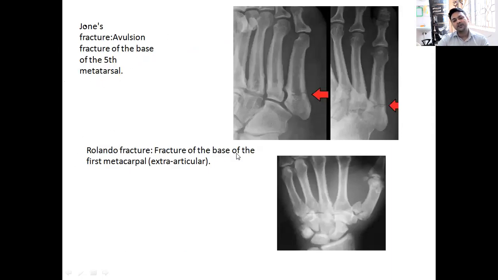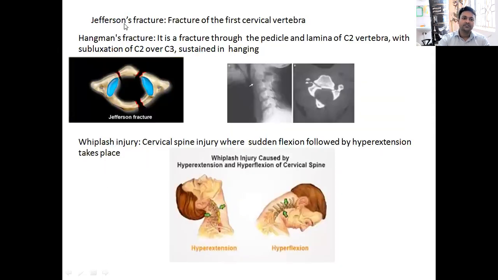A Rolando fracture is a fracture of the base of the first metacarpal and it's an extra-articular fracture. A Jefferson's fracture is a fracture of the first cervical vertebra. A Hangman's fracture is through the pedicle of the lamina of the C2 vertebra with subluxation of C2 over C3, sustained in hangings. A whiplash injury is a cervical spine injury where sudden flexion followed by hyperextension takes place.